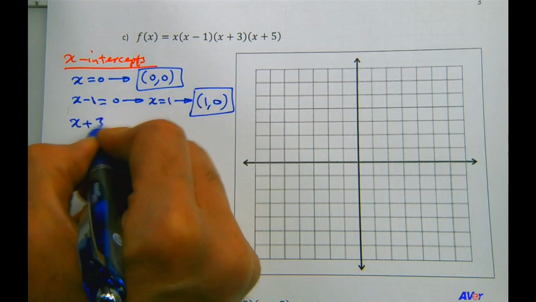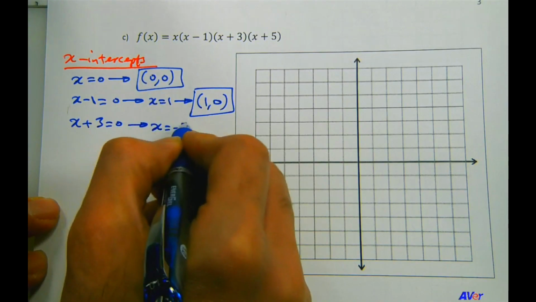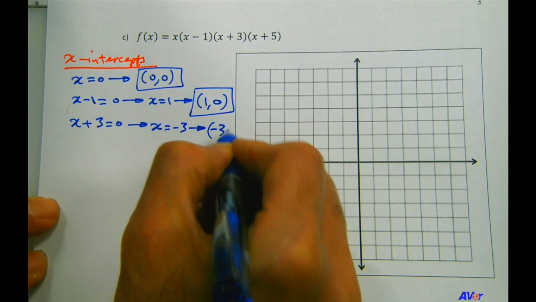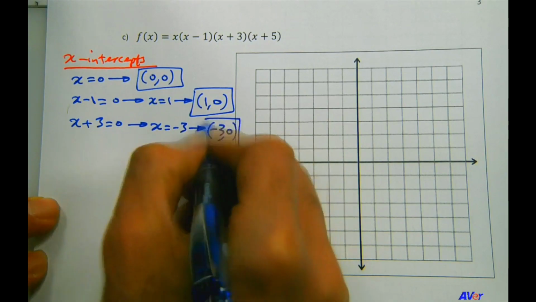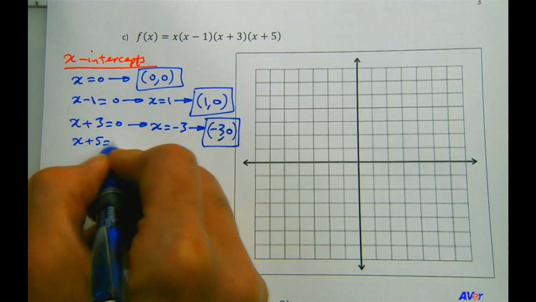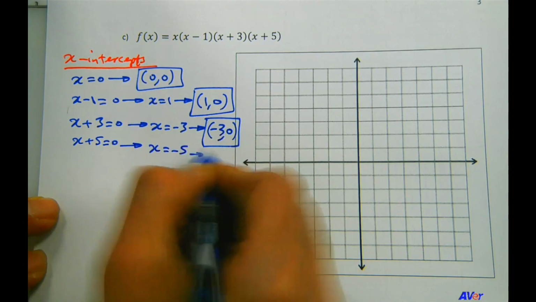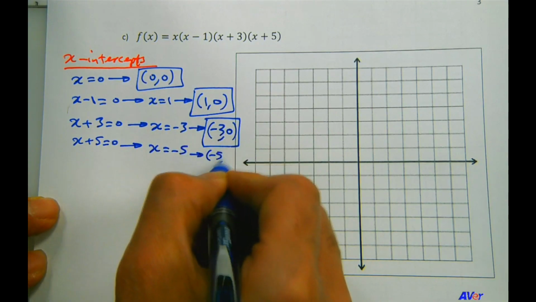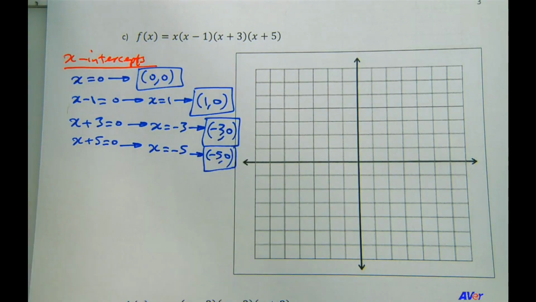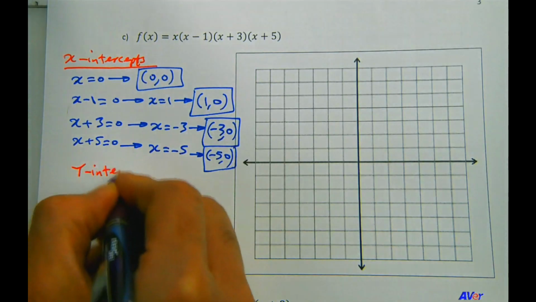x plus 3 equals 0, so x equals negative 3, which means negative 3 comma 0 is another x-intercept, and finally x plus 5 equals 0, and we have x equals negative 5, or negative 5 comma 0, as the x-intercept. And how about the y-intercept?